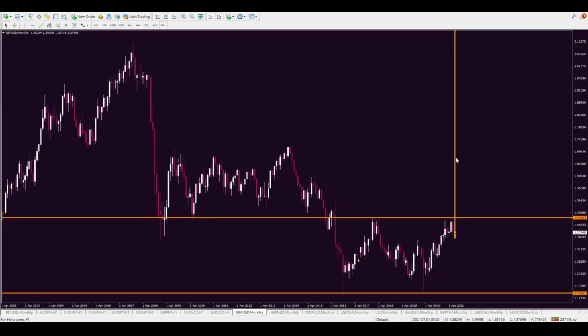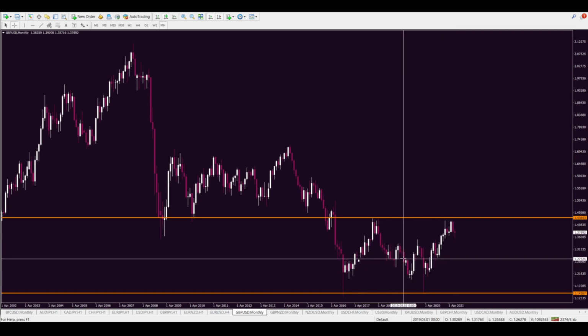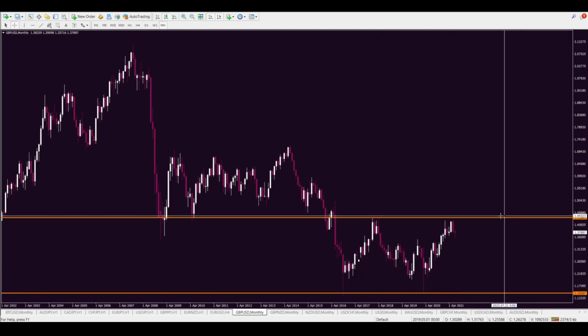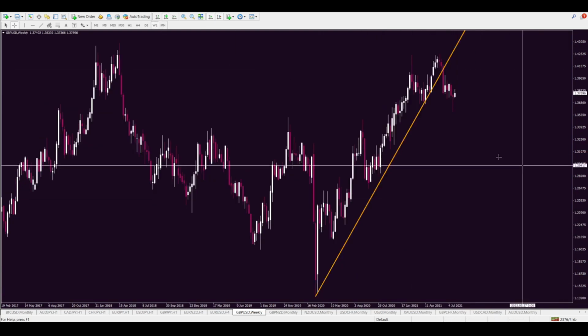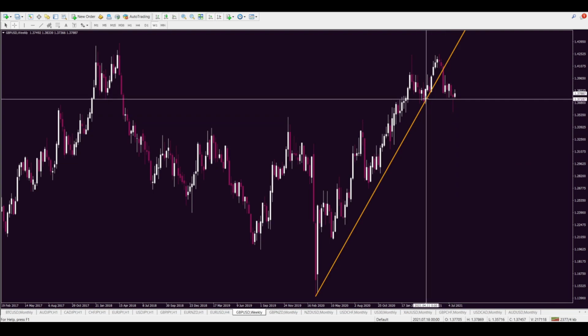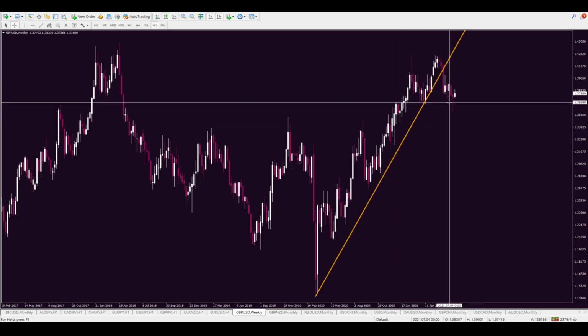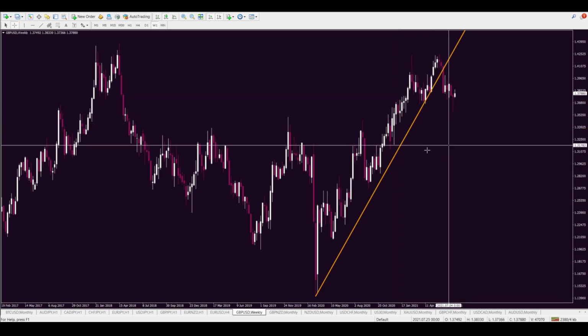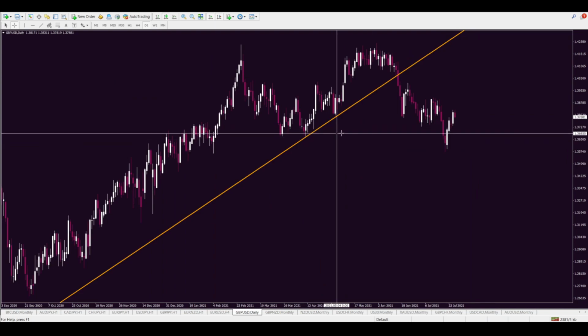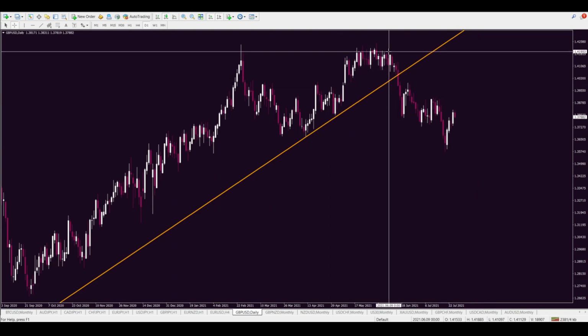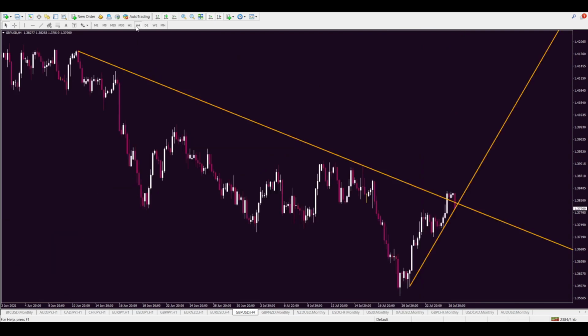GBP USD, let me turn this off. So price is basically in a channel. Support, resistance. Weekly. Support. Nice hammer. So bearish. Still bearish to me. So price is still bearish.